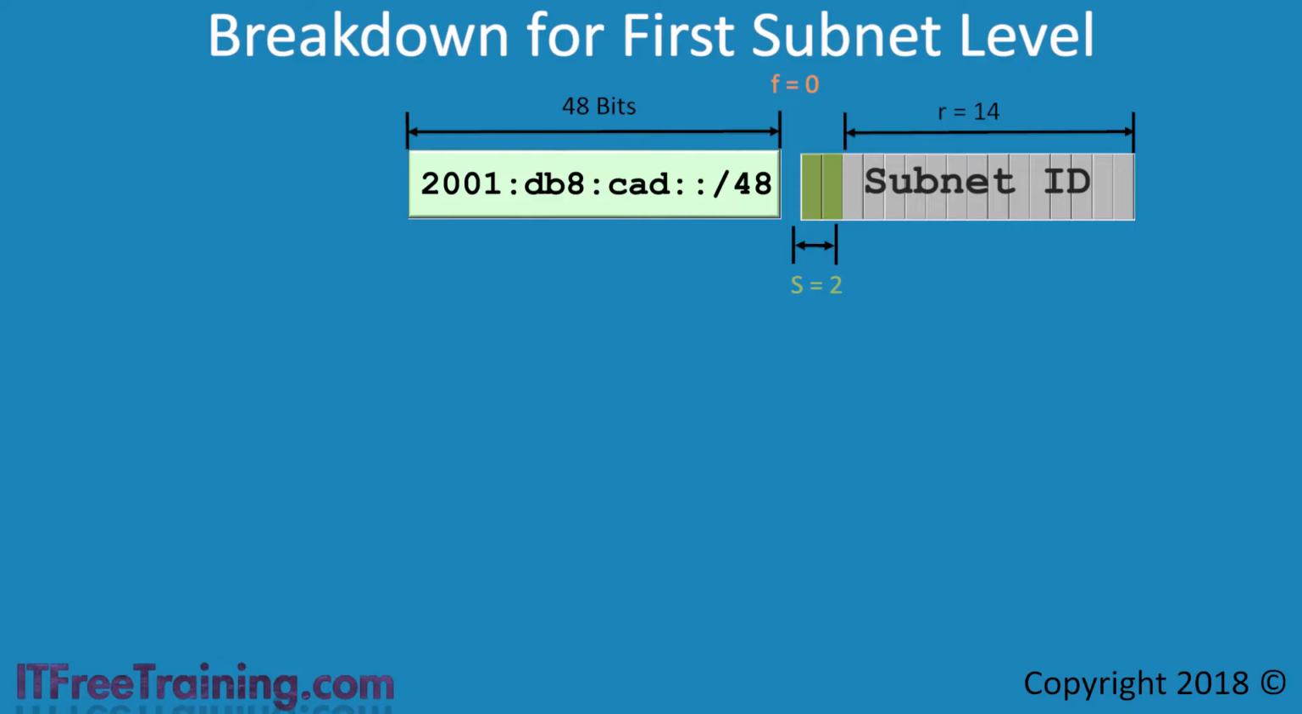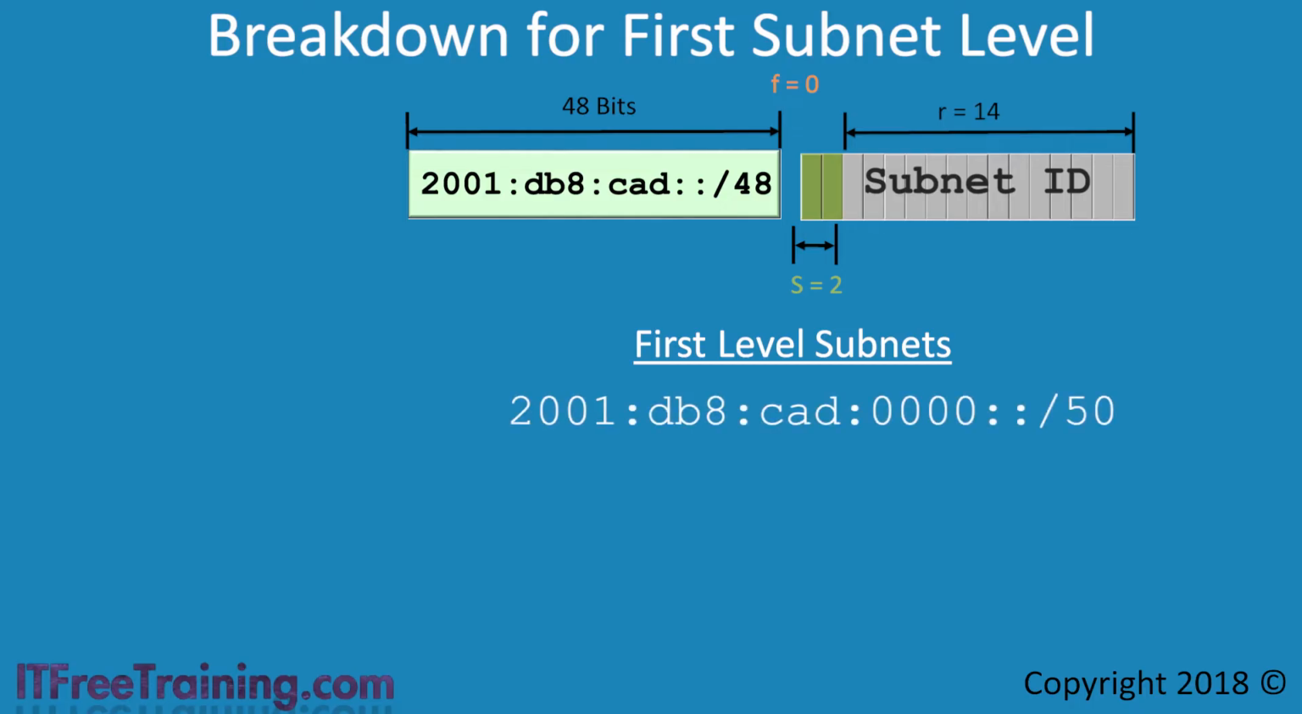Networks in IPv6 are often referred to as hierarchies. Thus, the first step of the hierarchy will be referred to as the first level of subnets. The first subnet is simple to work out. All I need to do is use the address the ISP gave me and change the prefix length. This will be the old prefix length plus the additional bits used in the subnet ID. So essentially it will be 48 plus 2, giving a result of 50.